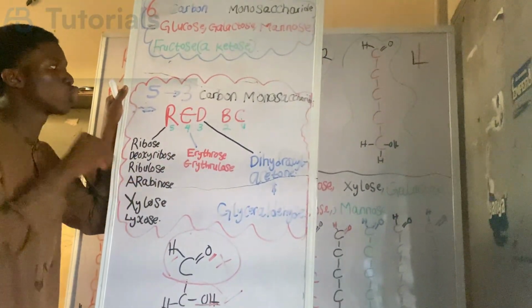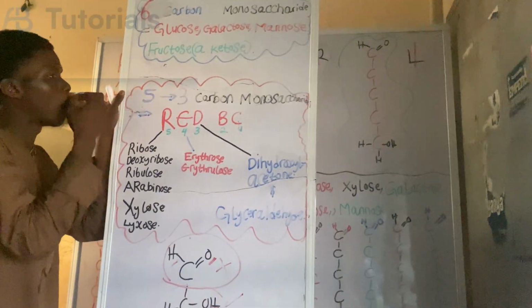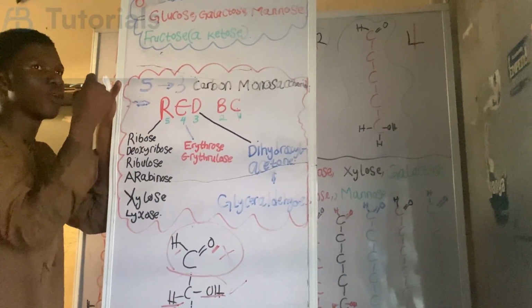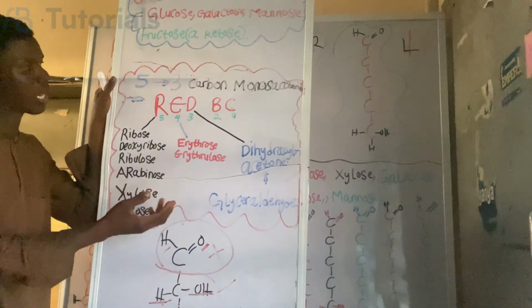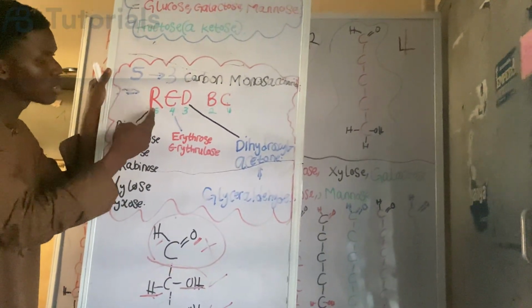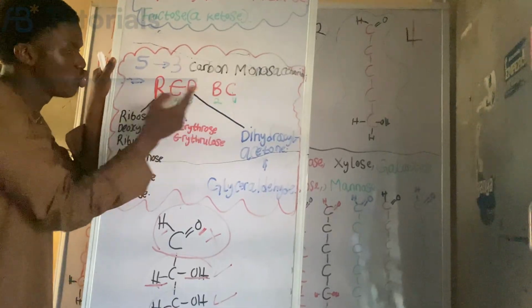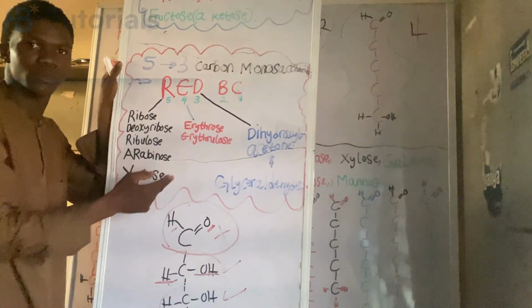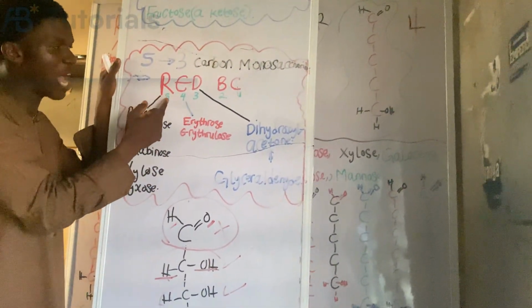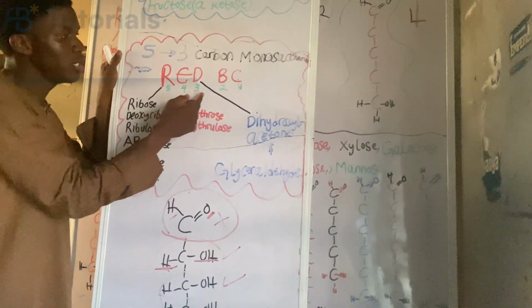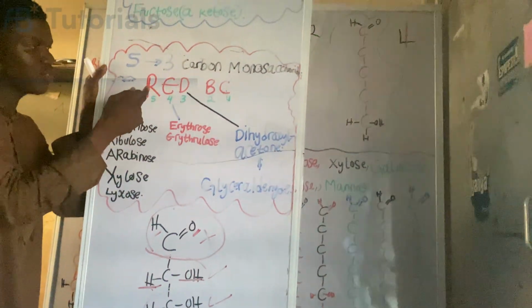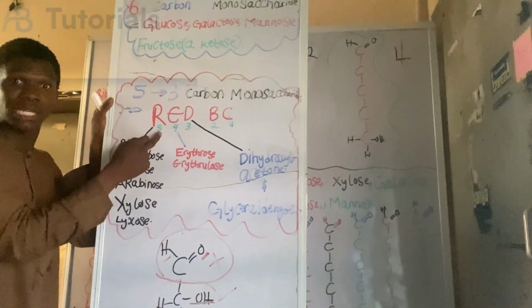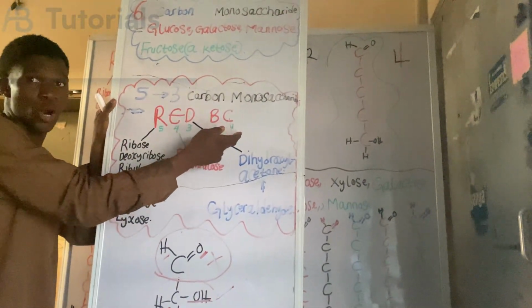So how do you remember all the monosaccharides that have five carbons, four carbons, and three carbons? You can use this shortcut, which is RED BC, that is your red blood cell. And we are going to label them 5, 4, 3, 2, 1. The R, which is this red, has 5 under it. I hope you understand that.